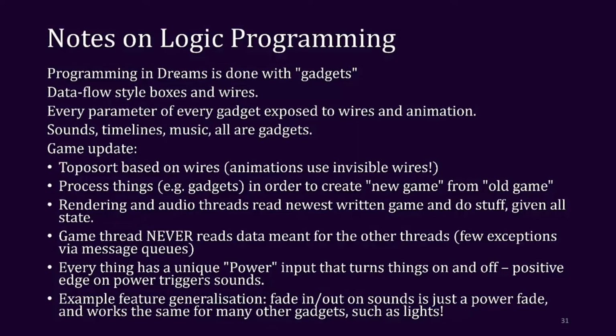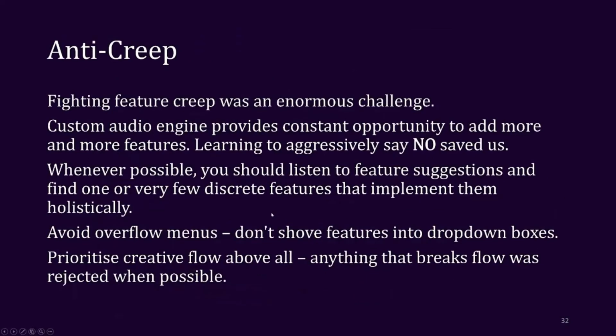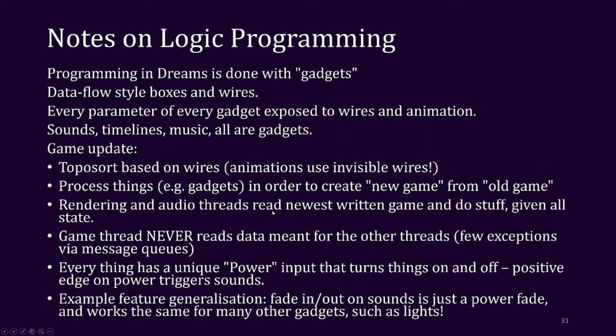Like if the audio thread wanted to iterate over all wires or something, it can thread safely do so, because we never touched the old game at that point. And so does the render thread. And then the game thread will never read data from the other threads. There are a few exceptions, but we can't actually read the audio thread data because of determinism needs we have on the game update thread.